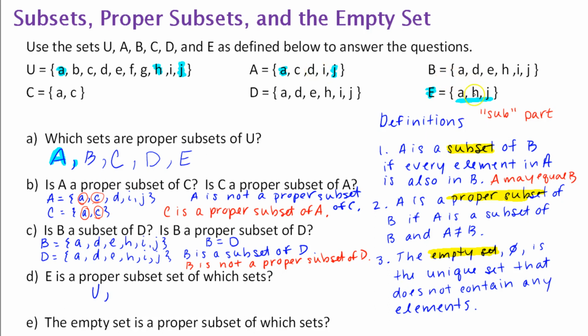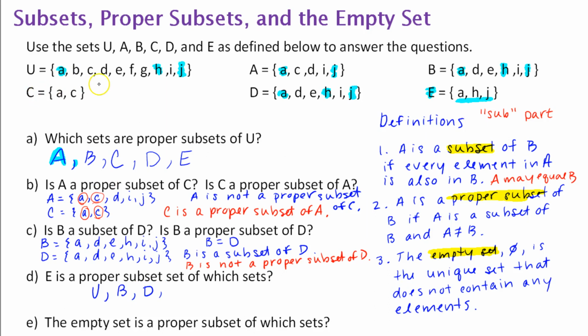Let's look at B. Does B have the element A? Yes, it does. It has H and it has J. It also has additional elements, so that means it's a proper subset. So E is a subset of B. And also note, in the last problem, we found that B and D were actually equal sets. So that means we also know E is a proper subset of D. So we can add B and D to our list.